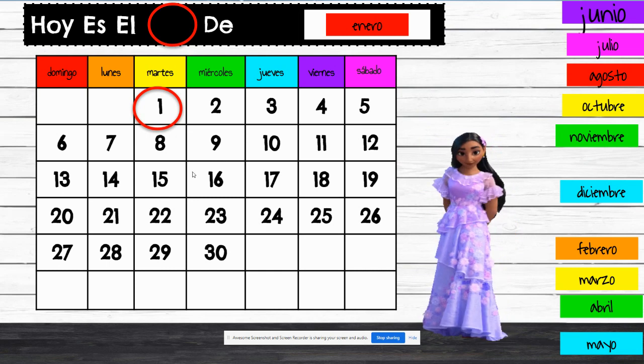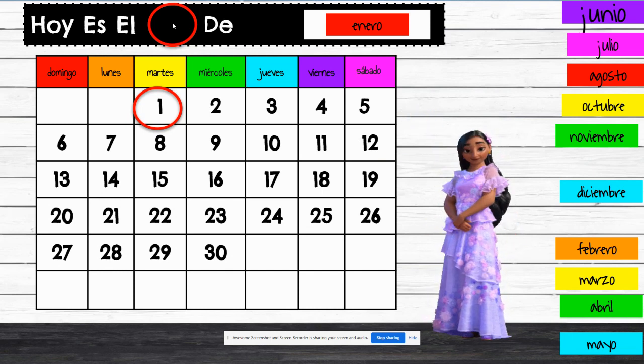But at the beginning of every class, you can always substitute January, which is enero, with one of the other months of the year, which are pronounced as, what comes after enero would be febrero, marzo, abril, mayo, junio, julio, agosto, septiembre, octubre, noviembre, diciembre. Those are the 12 months of the year, and those can be replaced in place of enero. And as we go through our classes, we are going to learn how to say our numbers 1 through 30.